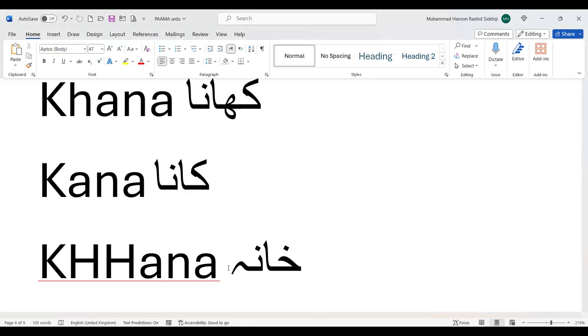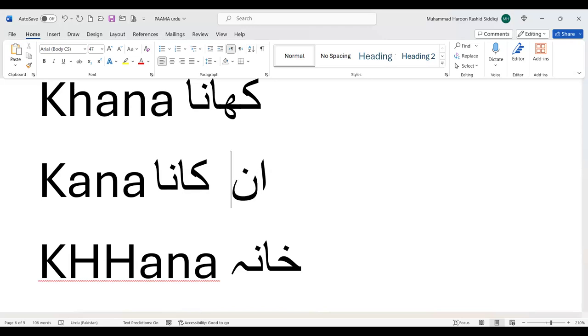it's more widely used for drawer. And kana, like you said, means blind but with one eye. Because it's one eye, the other word for blind, blind with both eyes, will be andha. So that's a completely different word.